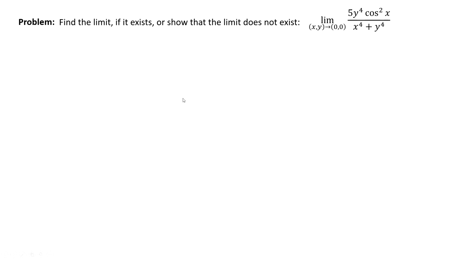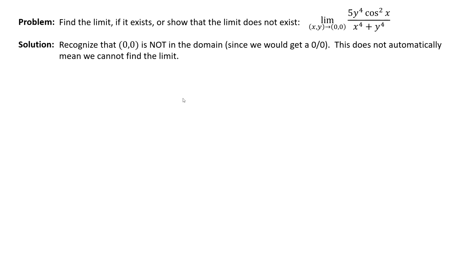No, no, no. Don't say that. That may be true, but we don't know. Recognize that this is not in the domain since we get a 0 over 0, right? We didn't know initially. That's why we simply plugged in and saw what would happen. And we got 0 over 0. Based on that, we should say (0, 0) is not in the domain. But this does not automatically mean we cannot find the limit.